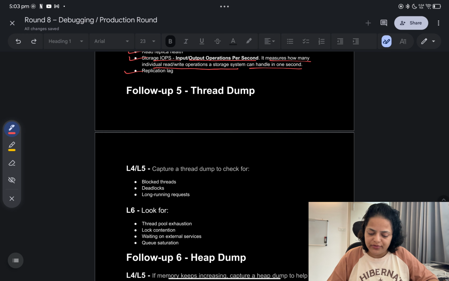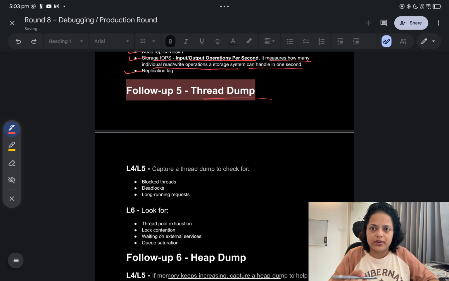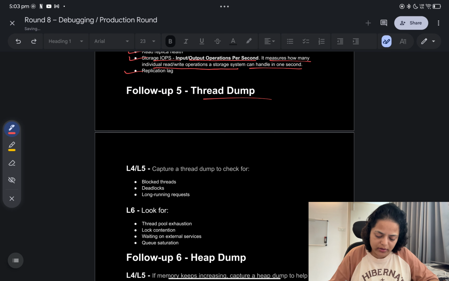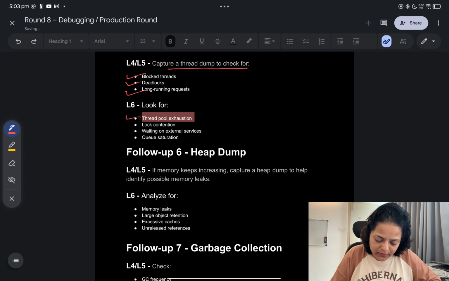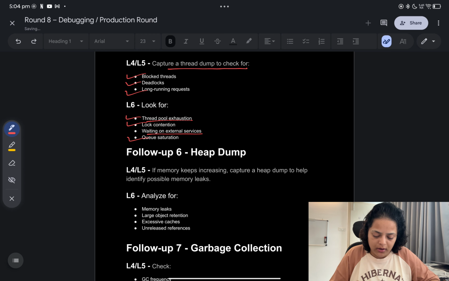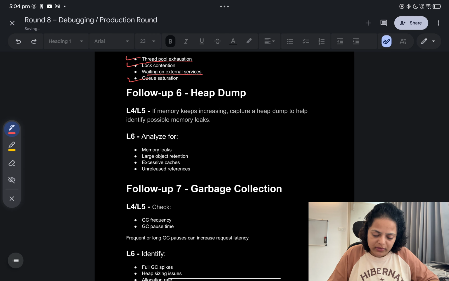Now follow-up question 5 is related to thread dump. After thread dump, we will see heap dump also. So for thread dump, L4 and L5 will say that they will capture a thread dump to check for blocked threads, deadlock, and long running requests, right? Then L6 will say that he will look for thread pool exhaustion first of all, then lock contention, waiting on external service, and queue saturation.